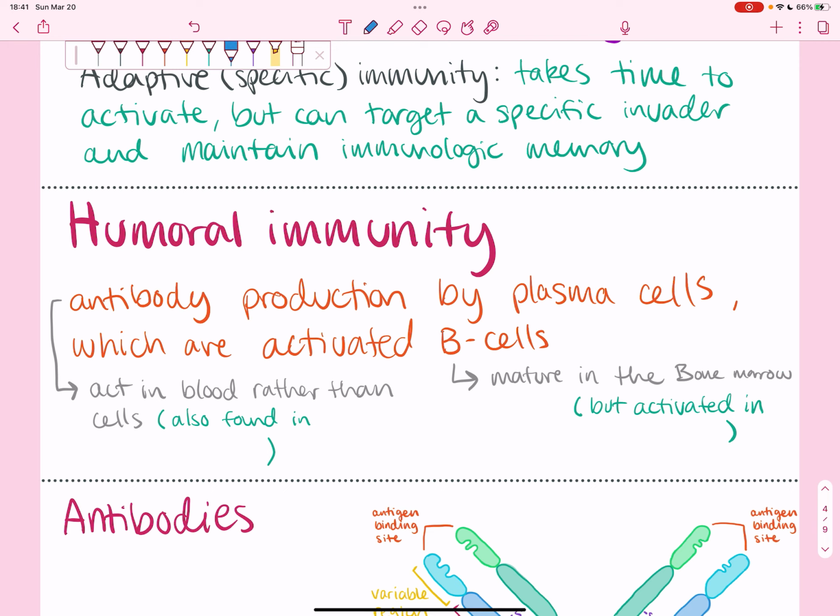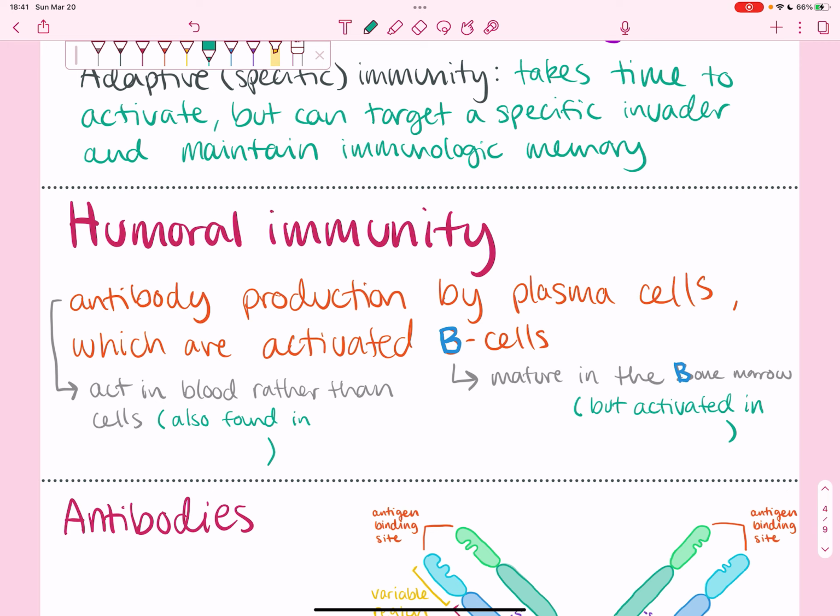B cells, bone marrow. Yes, that's how I remember that. So they mature in the bone marrow, but when they leave the bone marrow, they're still considered naive until they come across a specific antigen. And then they're like fully fledged B cells, I guess.